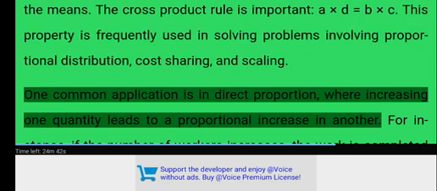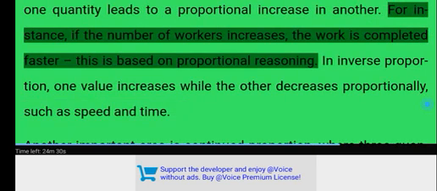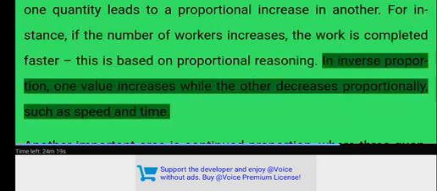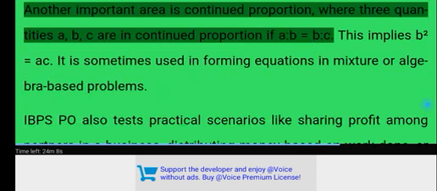One common application is in direct proportion, where increasing one quantity leads to a proportional increase in another. For instance, if the number of workers increases, the work is completed faster. This is based on proportional reasoning. In inverse proportion, one value increases while the other decreases proportionally, such as speed and time.